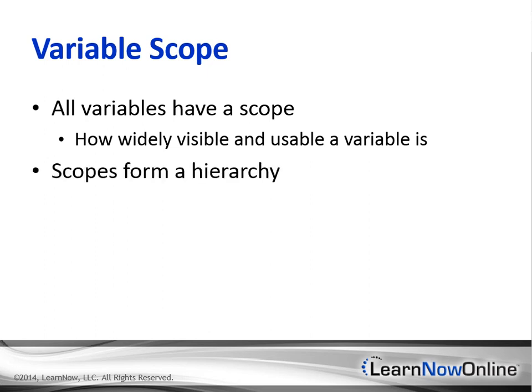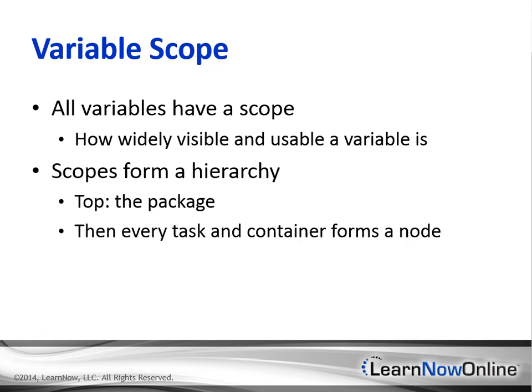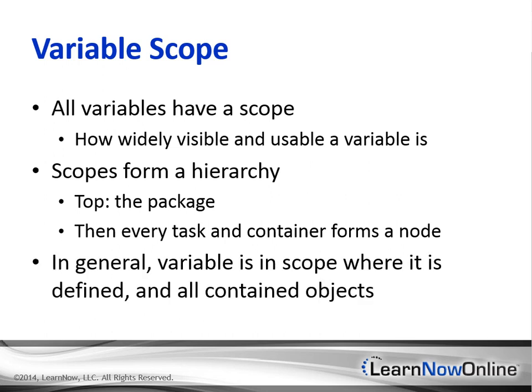Now, variable scopes form a hierarchy. The package level scope forms the highest level node, and every task or container object forms a node in the scope hierarchy. Packages contain tasks and containers, each of which can in turn contain other tasks and other containers. In general, a variable is in scope in the container or task in which you define it, and all objects contained within that container or task have access to the ancestor's variables.